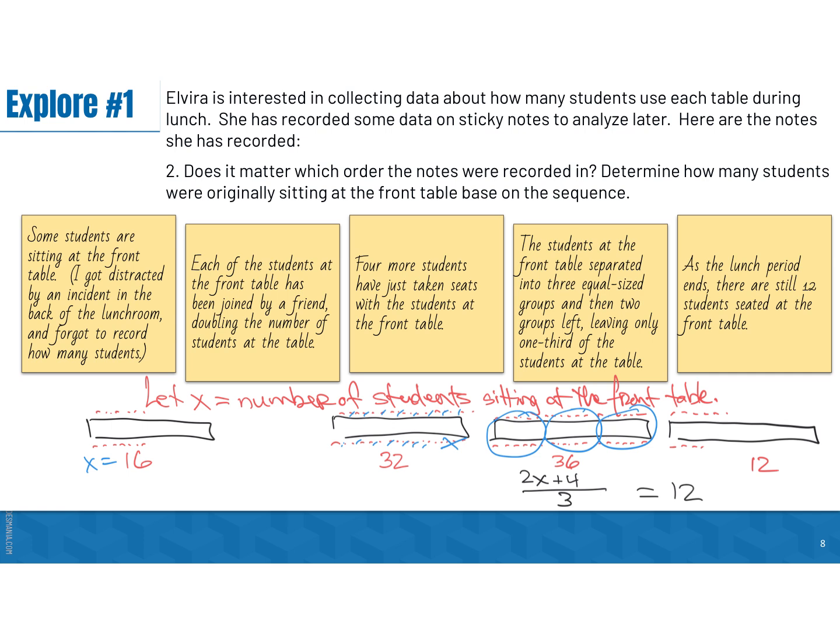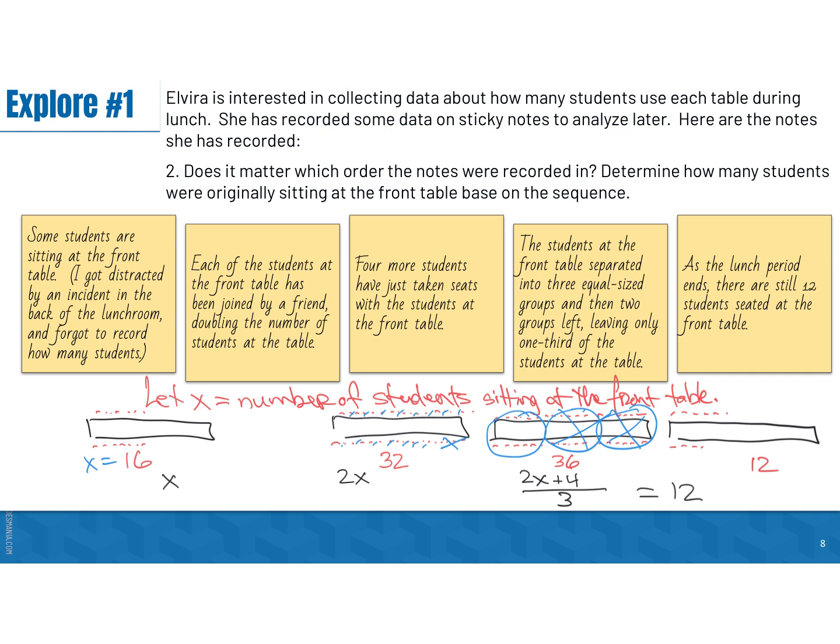And then we went from 32 to, because it's doubled, right? In a way. So we started with how many students are at the beginning. Then each of them doubled, right? So that's where we get the 2x. 4 more students came and sat there, so that's why we have 2x plus 4. And then they went into 3 equal groups. 2 of the groups left, right? And then it left the 12 at the end.